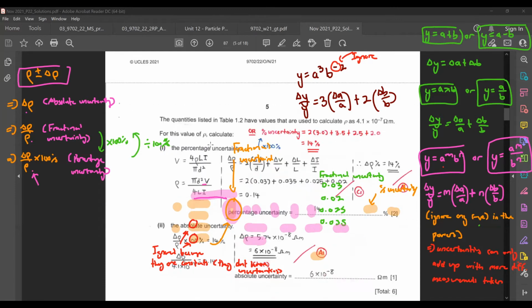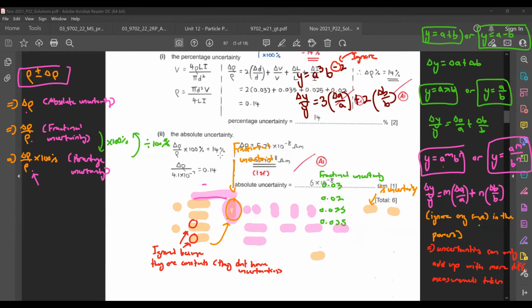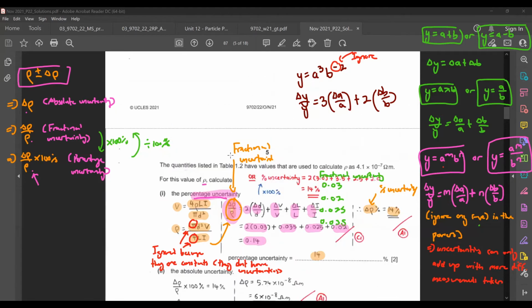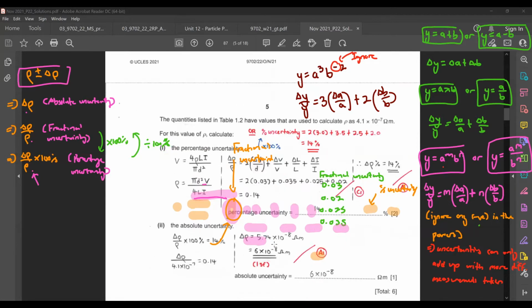Okay, so that's all there is to it. And then after that, the last thing they'll ask you to do is to find out the absolute uncertainty. To find the absolute uncertainty, this one probably would be very straightforward. Since you know that the percentage uncertainty is 14%, if you try to write out the full equation, delta rho over rho times 100% will be 14%.